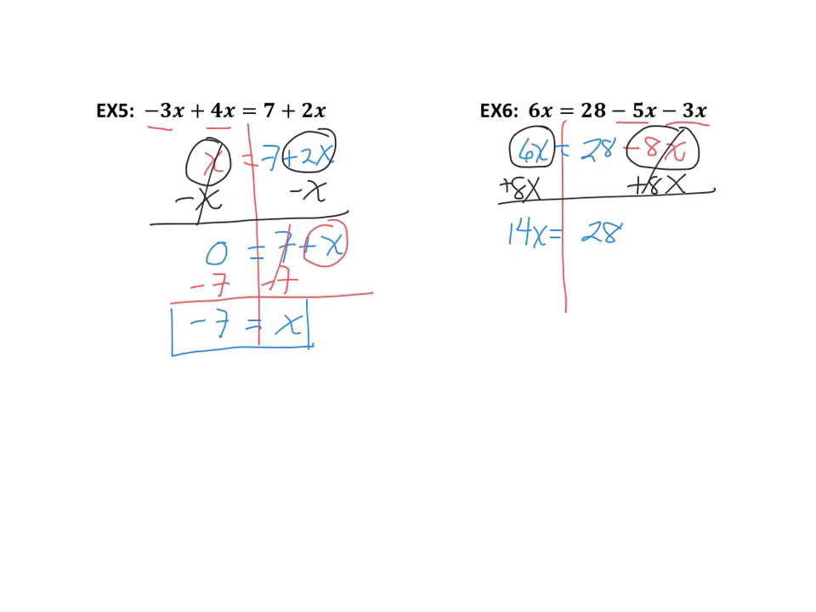Now you have just a one-step equation. We're going to solve for x by undoing 14x, which is multiplication, by dividing both sides by 14. So we end up with x equaling 28 divided by 14 is 2.